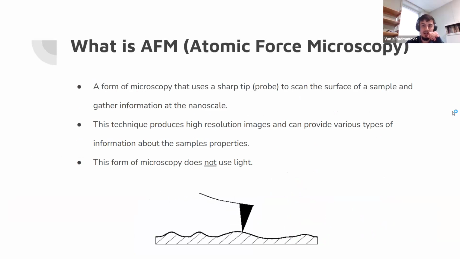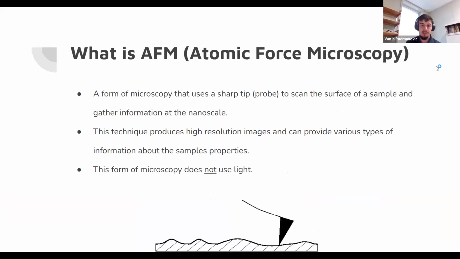So, okay, into my summer project. It's on AFM, which stands for Atomic Force Microscopy. It is a form of microscopy that uses a sharp tip or a probe to scan the surface and to gather information at the nanoscale, similar to what the GIF is showing.